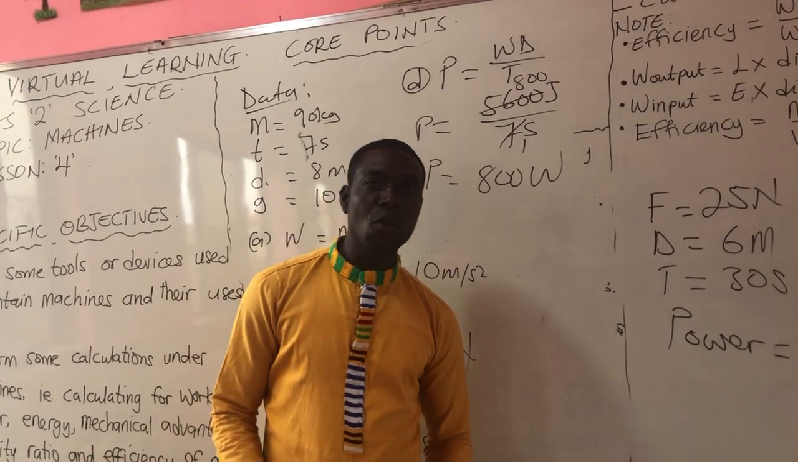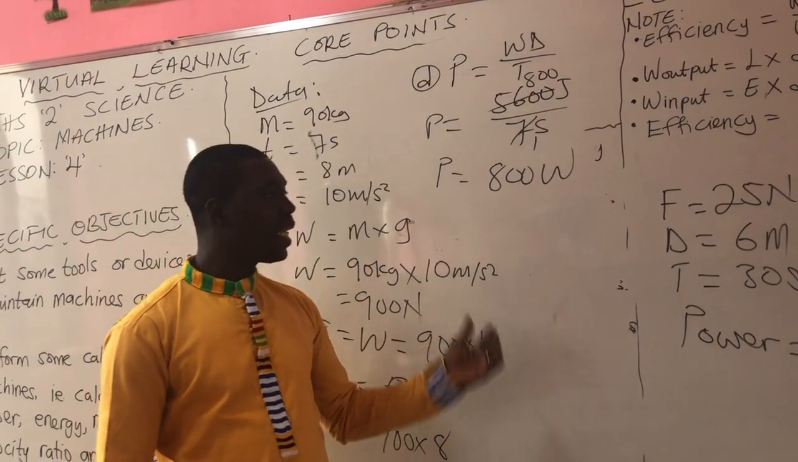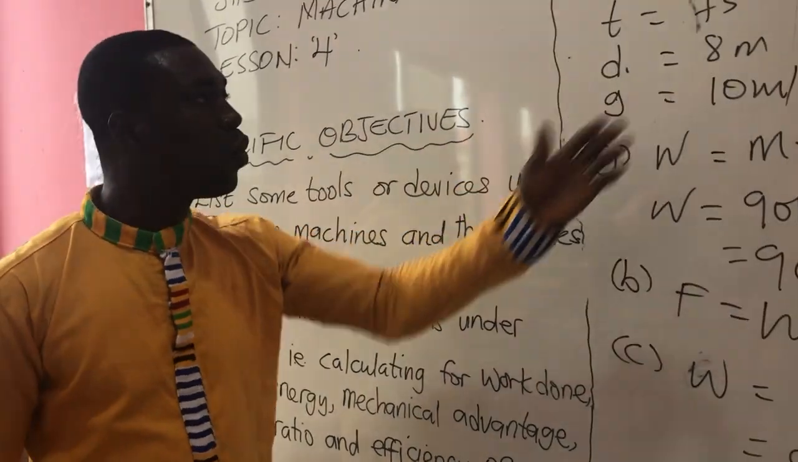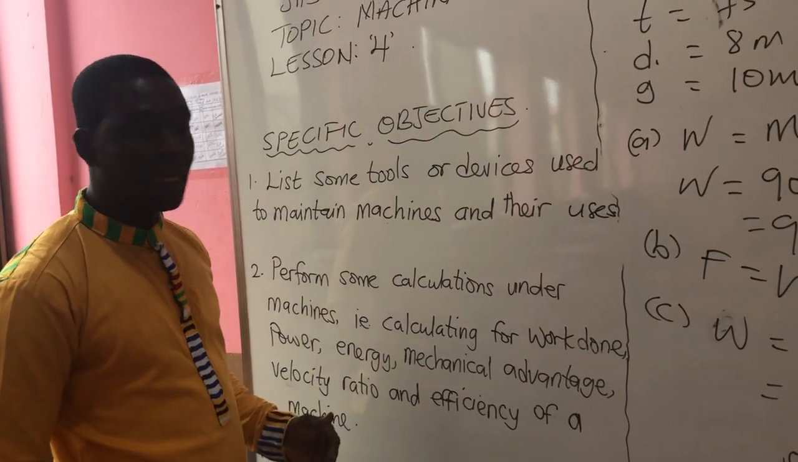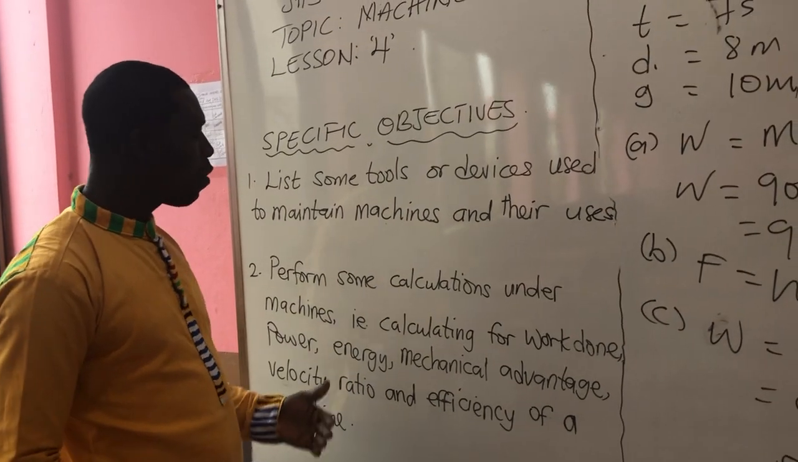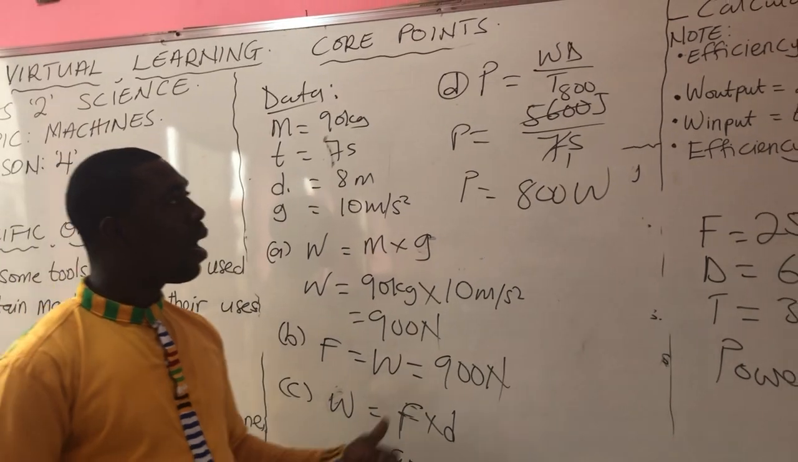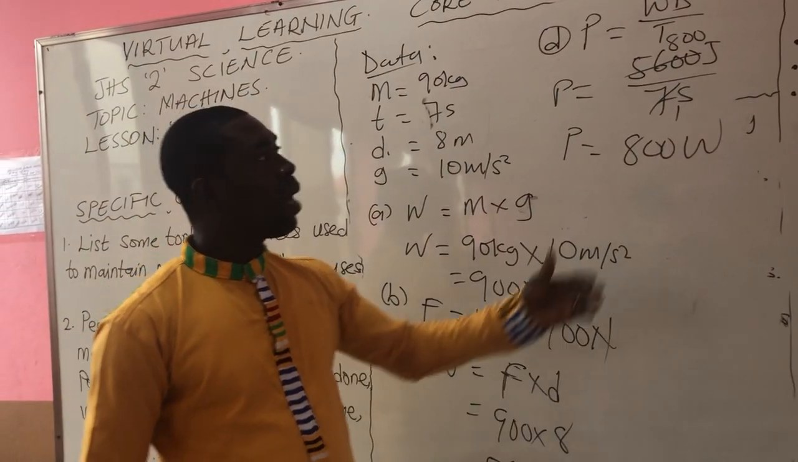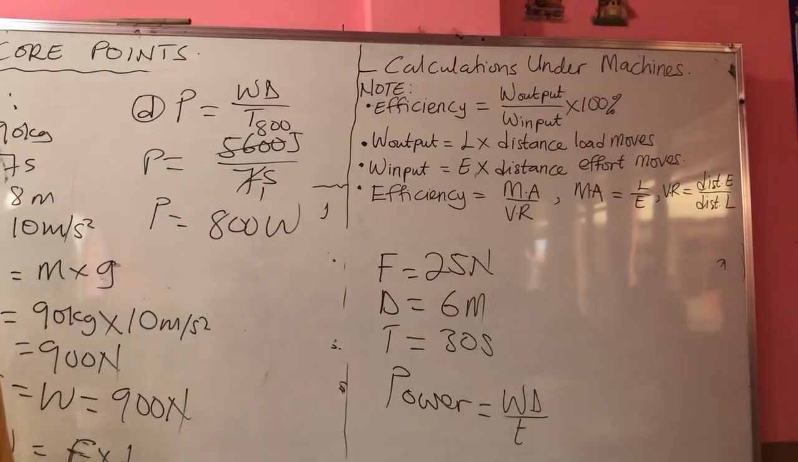Now, this is where time will permit us to end our lesson for today. I hope you've been able to achieve our objective. At least you know some tools that are used to maintain machines and their uses. And you've also been able to perform a simple calculation under machines. God willing, when we meet again, we are going to look at the efficiency, the work output, and the rest.